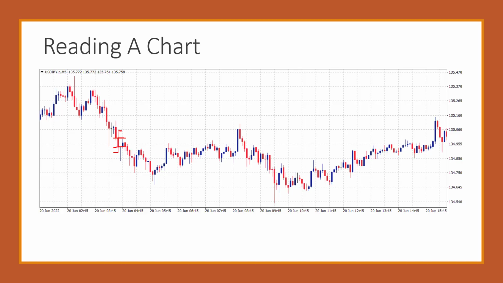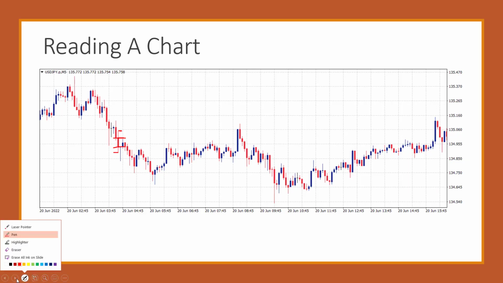So that is how you read a chart. And then across the bottom here, you've got the date and the time, and across the y-axis here, you've got the price. So that is reading a chart.